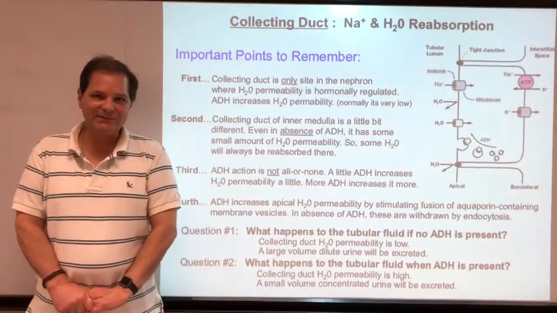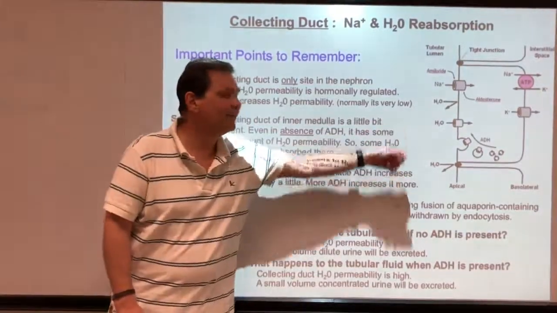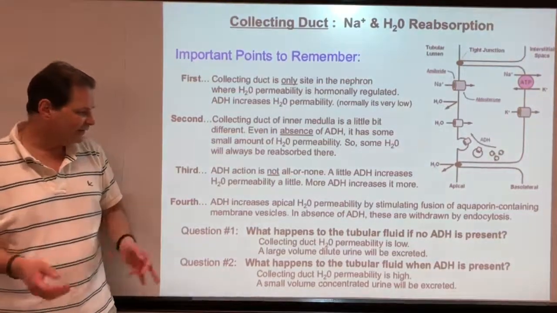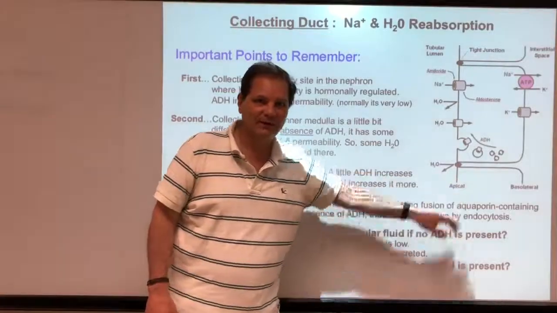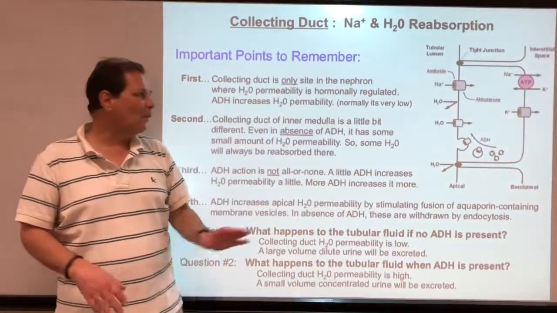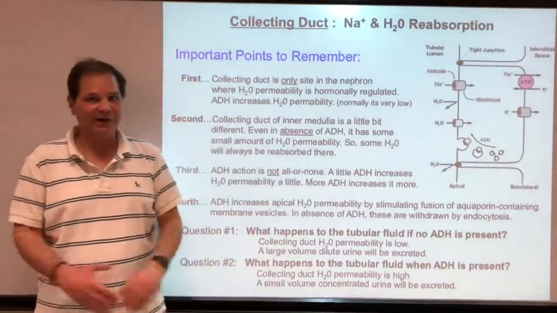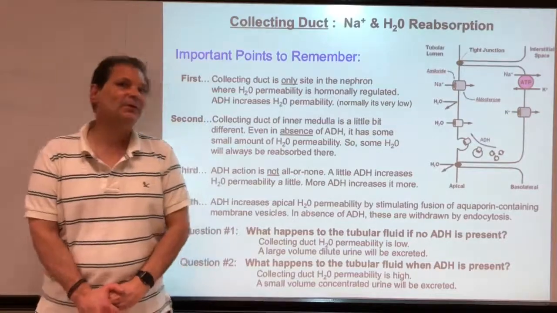If there's no ADH present, you are going to not have water reabsorbed from the tubular fluid, and you will have a dilute urine. If there is a lot of ADH present, then you're going to have a high water permeability in the collecting duct. You're going to allow water to be reabsorbed into the inner medulla, which has a very high osmolarity, and you will have a concentrated urine. Okay.